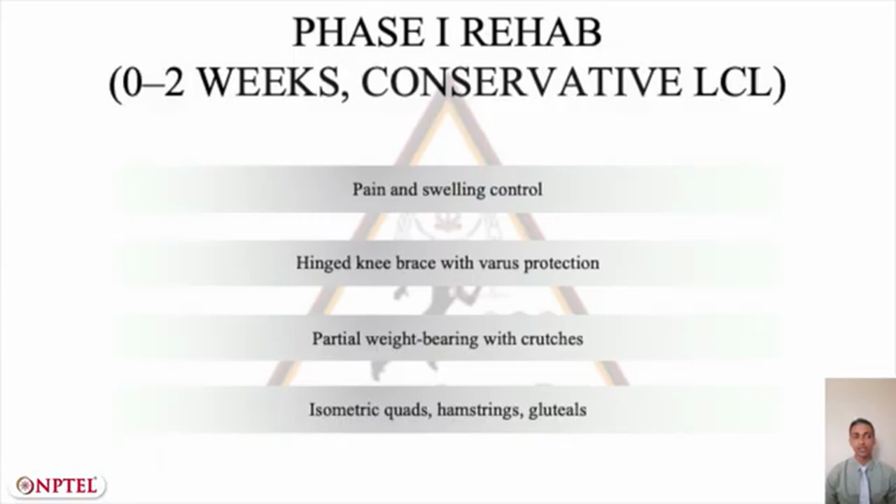Partial weight bearing with crutches is allowed in this phase. Isometric activation of quadriceps, hamstrings, and glutes helps maintain strength without stressing the ligament. The criteria to progress to the next phase include pain and swelling being fully controlled, full knee extension and knee flexion of more than 90 degrees, straight leg raising without any lag, and a stable gait while walking with the brace.